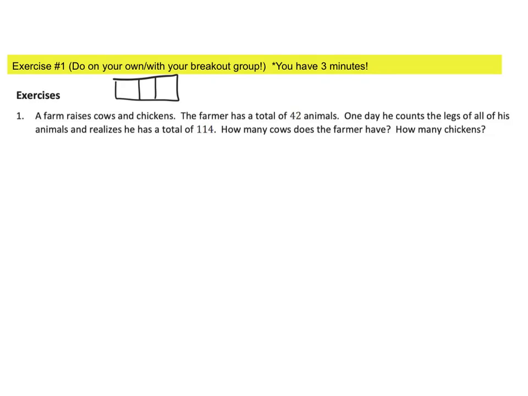All right, for exercise 1, it says a farm raises cows and chickens. The farmer has a total of 42 animals. One day he counts all the legs of his animals and realizes that he has a total of 114. How many cows does the farmer have? And how many chickens? Read for the first time. First thing we want to do is identify our variables. Let's just call our cows x and our chickens y.